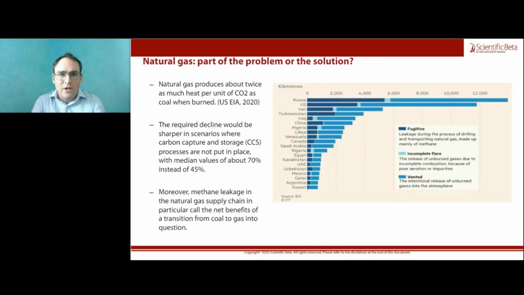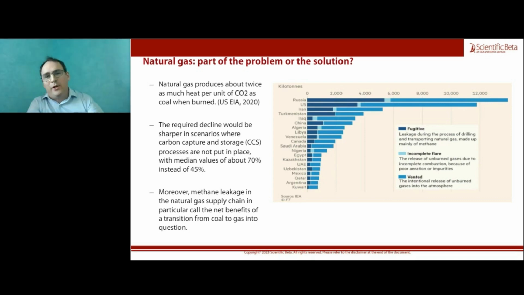Now, when it comes to natural gas, some would see it as a part of the problem, and others would see it as a part of the solution. There has been a lot of debate and controversy around that. And this is because, as I said, coal is twice as inefficient as gas, meaning also that gas is twice as efficient as coal in terms of producing electricity.